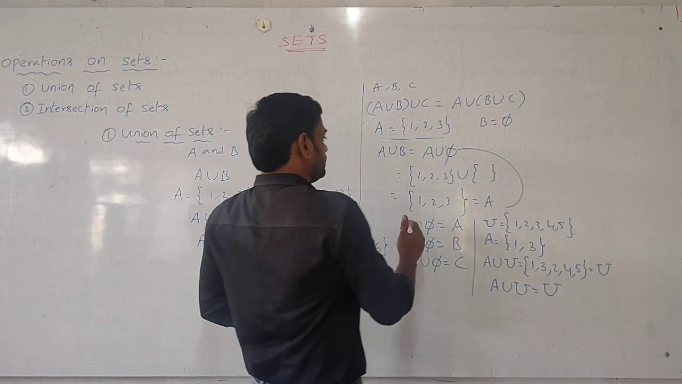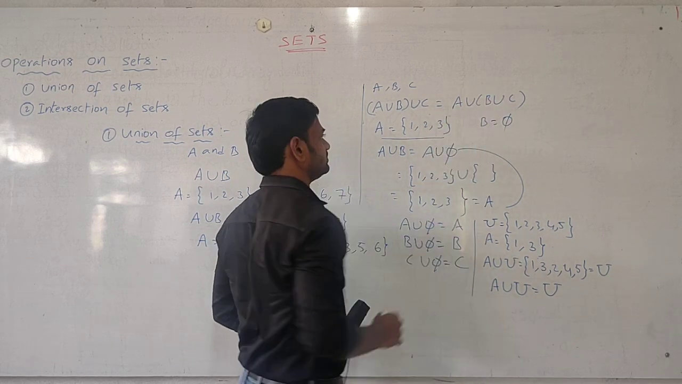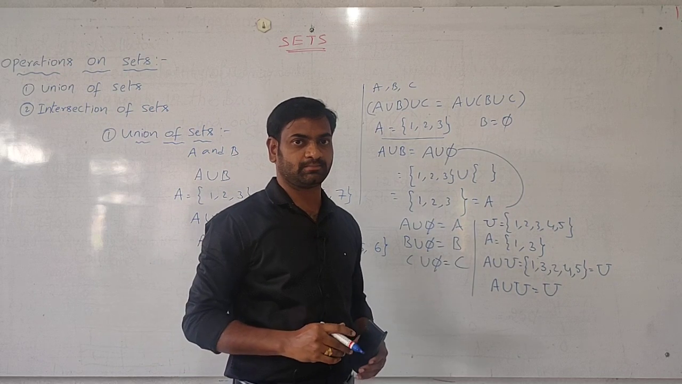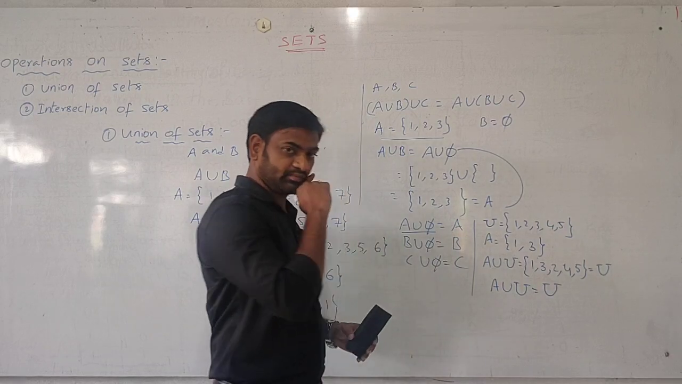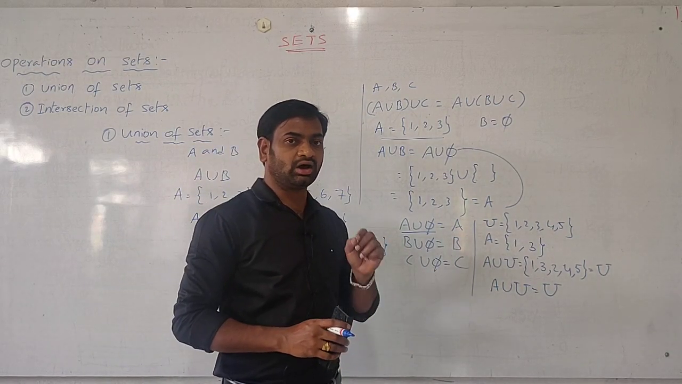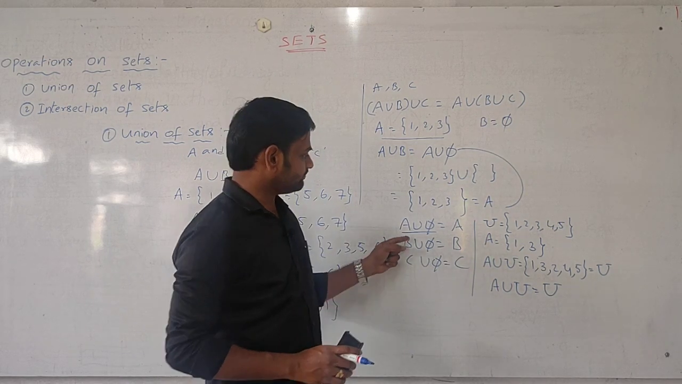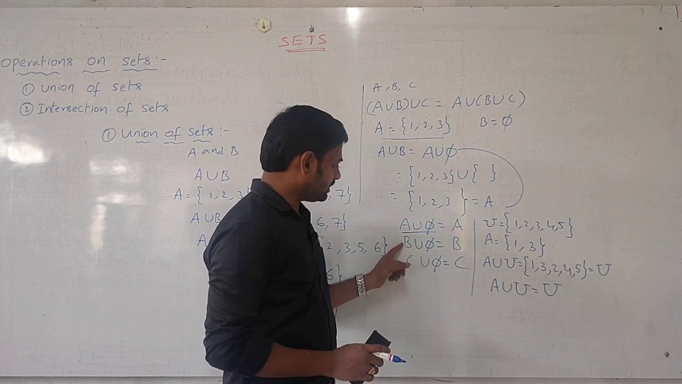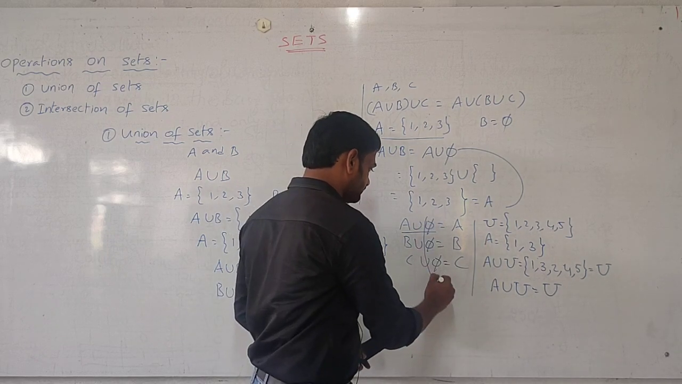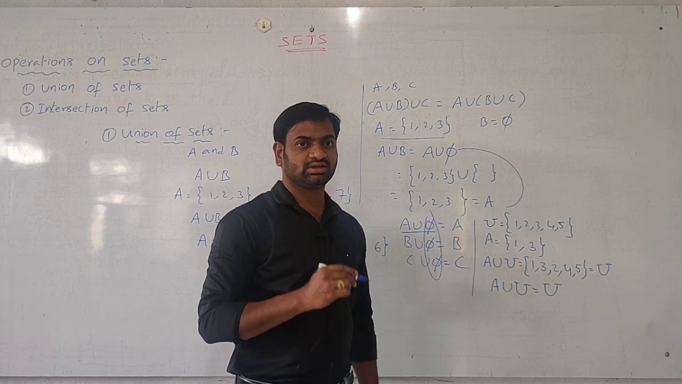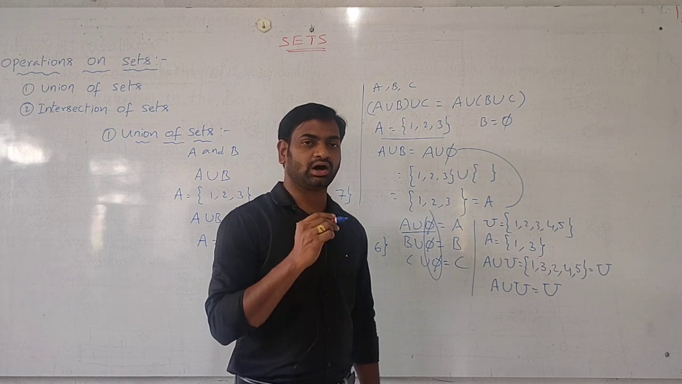Next, A union B union C is equal to A union of B union C. It is called associative law. Next, A union phi is equal to A. It is called law of identity. That means here the identity element is phi, because if you take any set, the answer is again that set only. So this is called law of identity or law of phi.